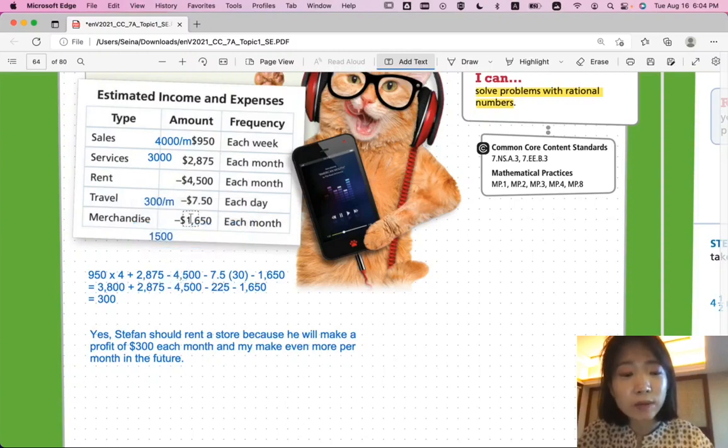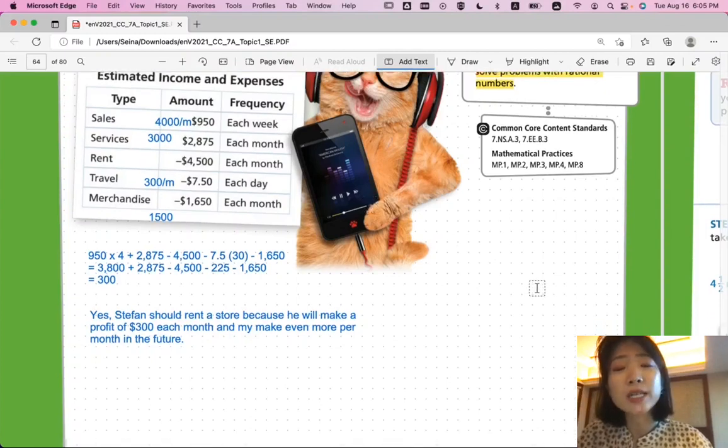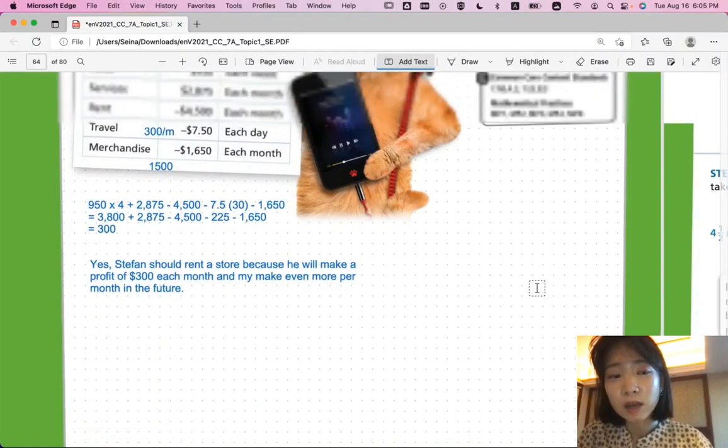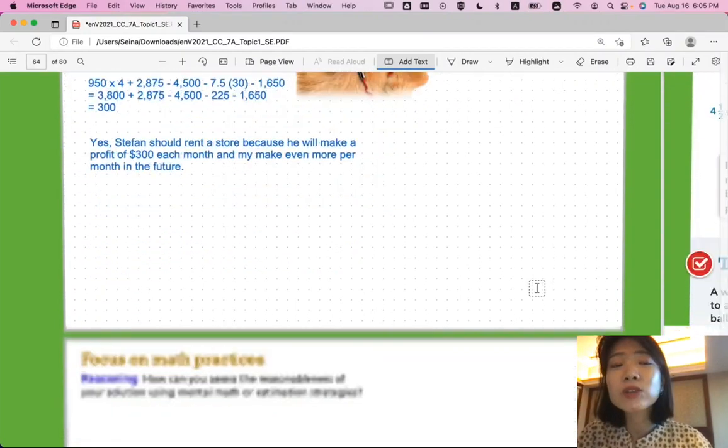1,500. And so if we add 4,000 and 3,000, you get 7,000 approximately. 7,000 minus 4,500 would be 2,500. Minus 1,500 is 1,000. Minus 300 would be 700. So it's still a positive 700 as an estimate. So using estimate, you can check if your answer is reasonable.